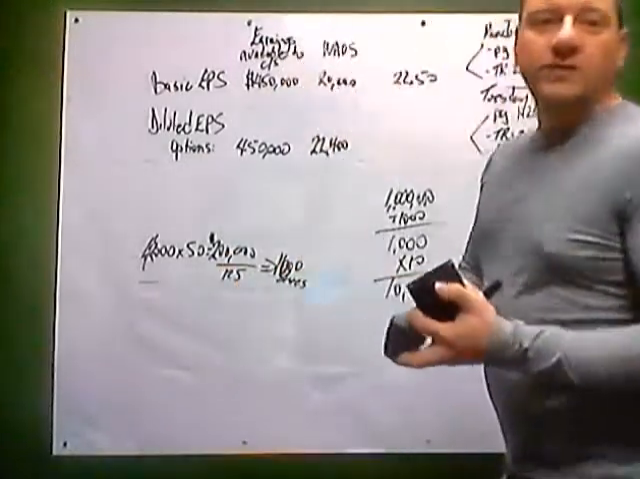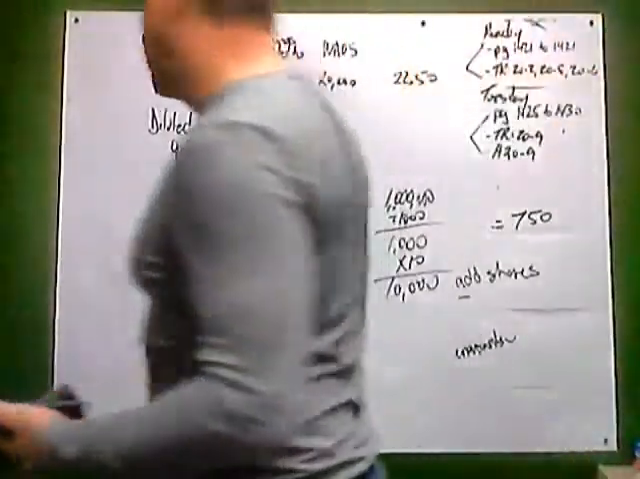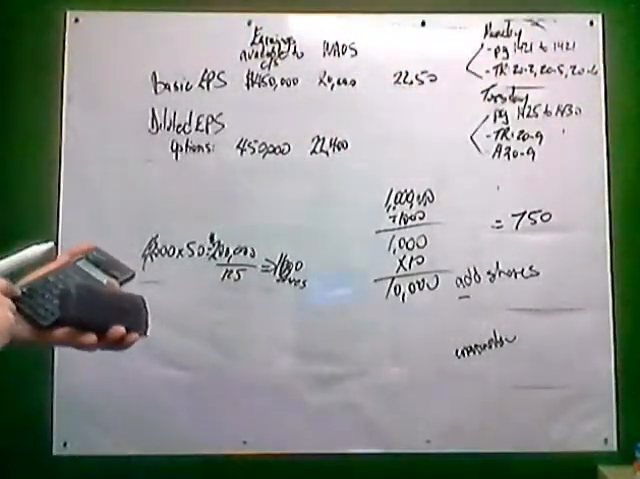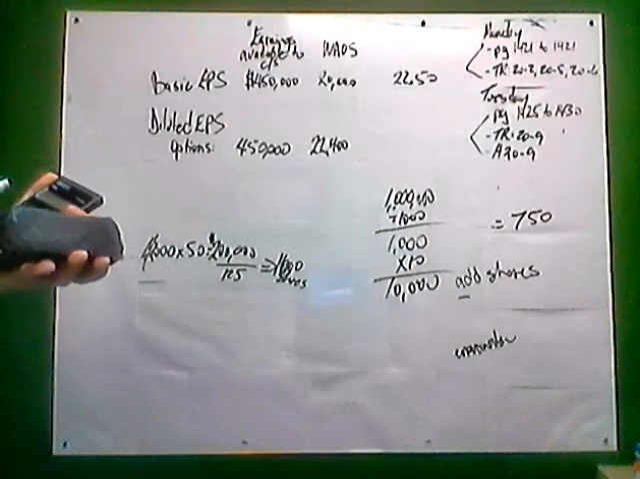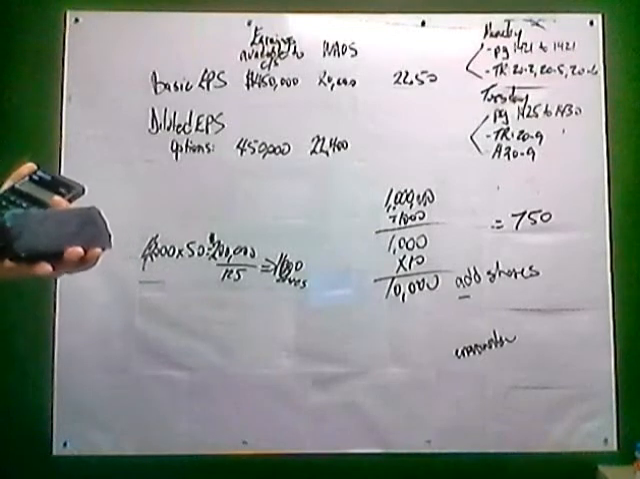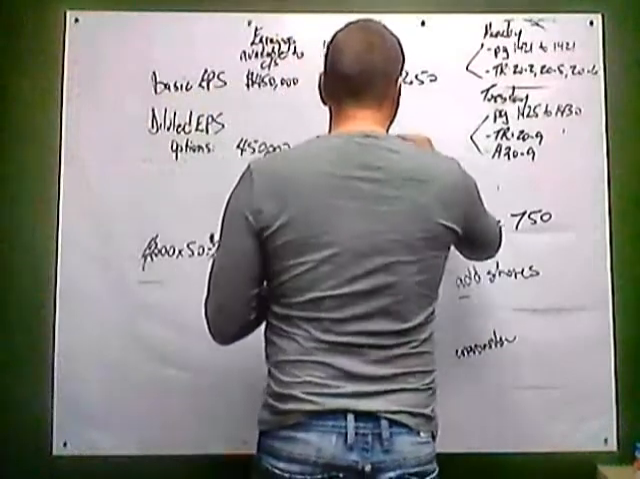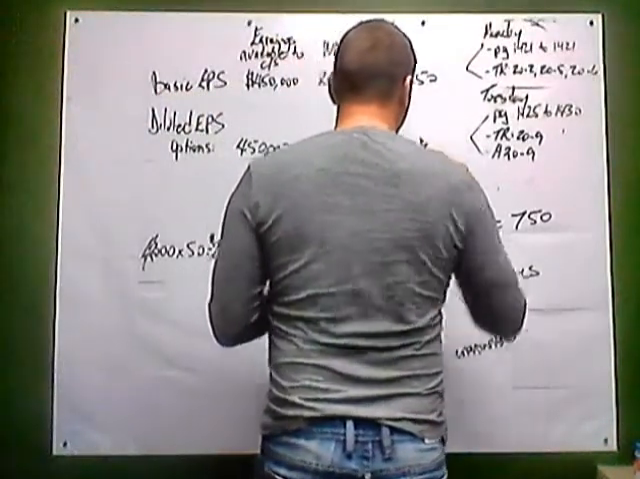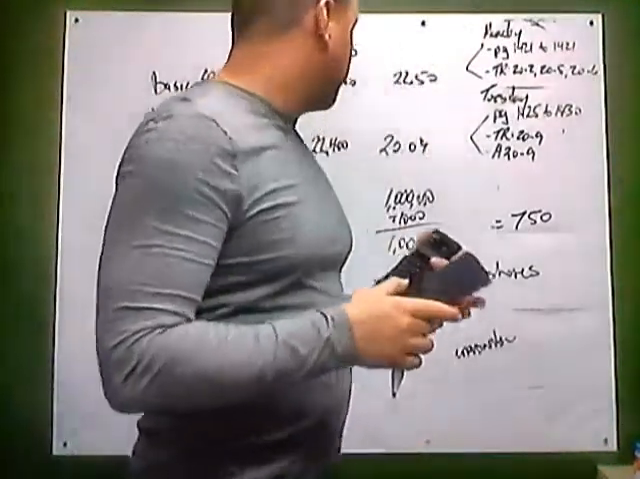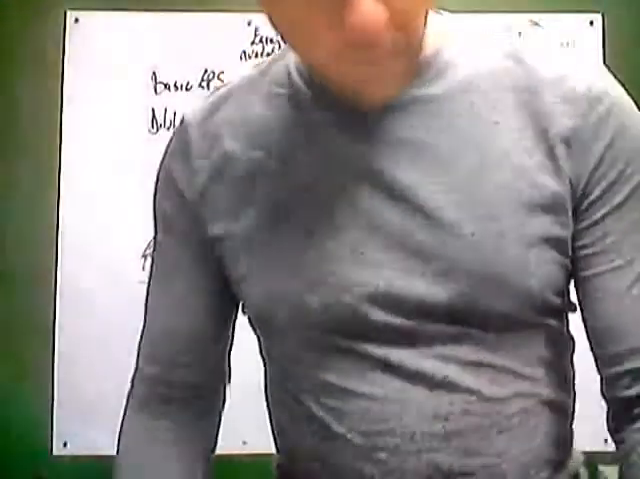So now you can see what's happening. It's diluting your earnings per share. So now we'll go 450 divided by 22,400. We got it down. We as investors, we don't like that. Okay.